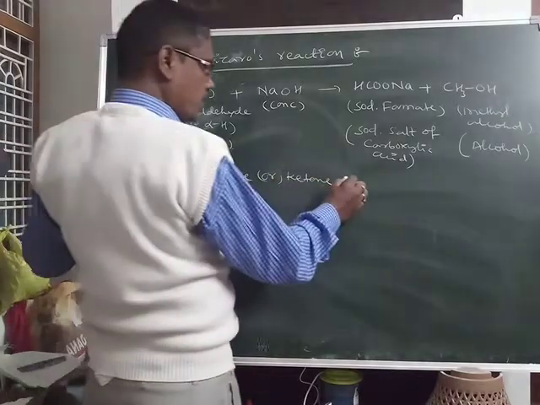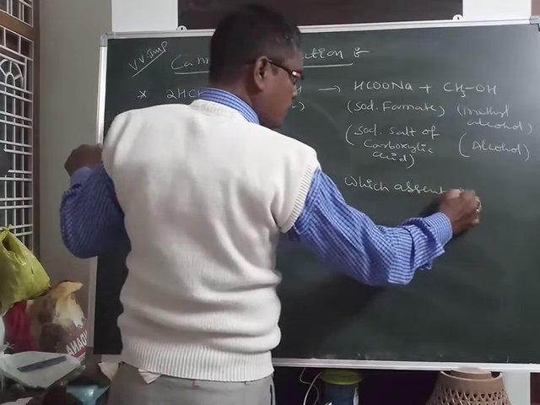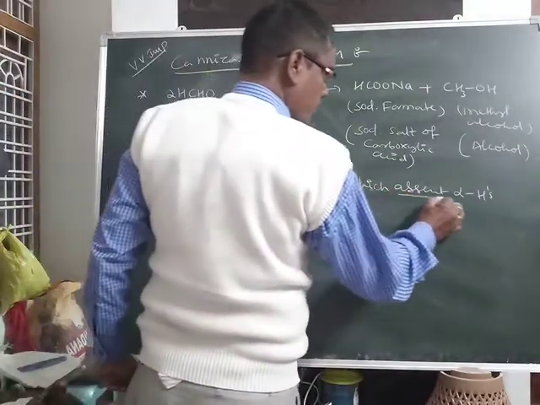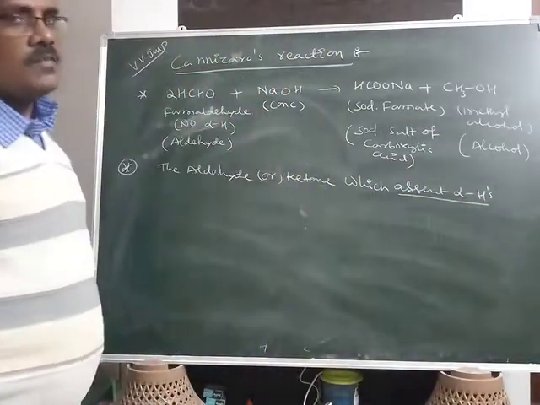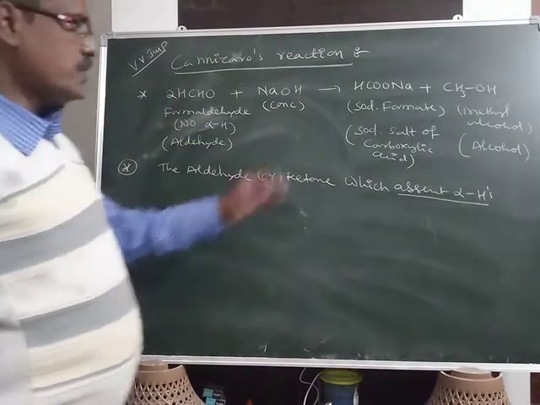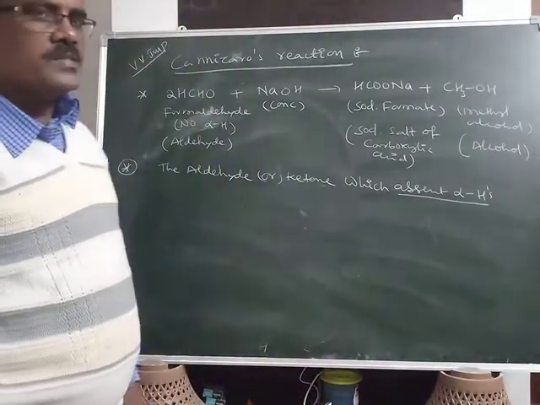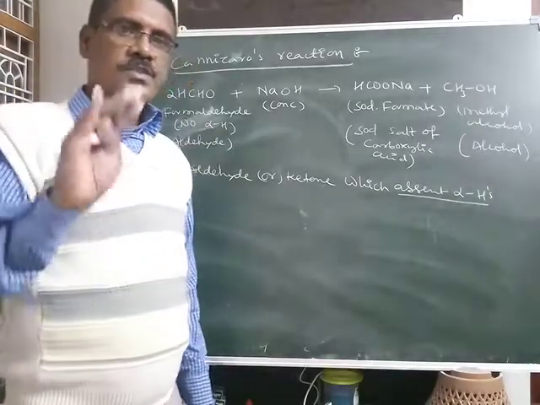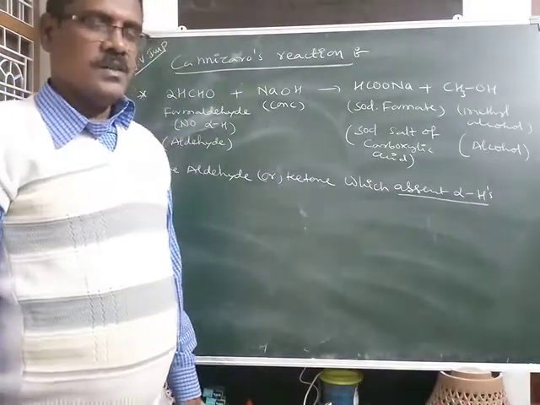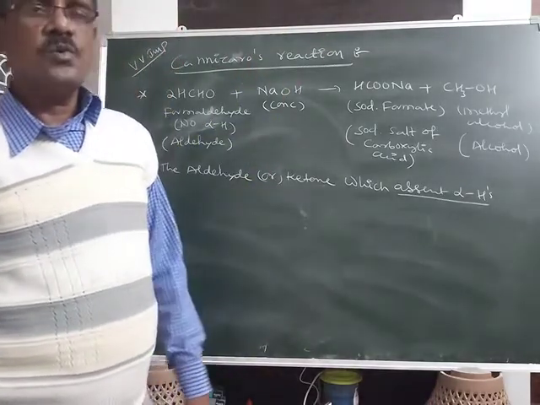Ketone which absent alpha hydrogens. This is the very important one. Which present alpha hydrogen is the property of aldol condensation. Which absent alpha hydrogen is the property of Cannizzaro reaction. That means the aldehyde or ketone which contains alpha hydrogens is involved in the aldol condensation reaction. The aldehyde or ketone which absent alpha hydrogens can be involved in the Cannizzaro reaction.